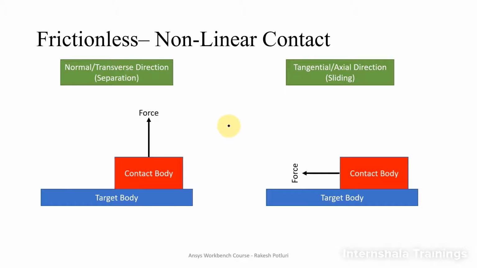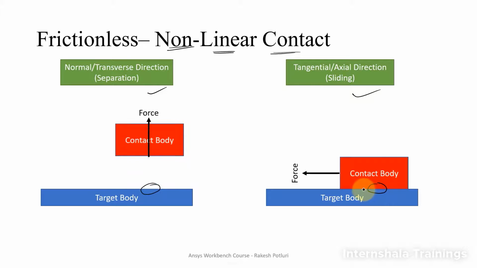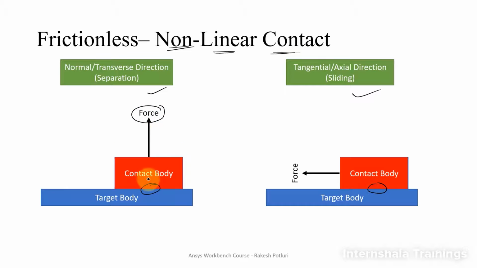Alright. The next type of contact we are going to see is the frictionless contact, and this is a non-linear contact. This is the first type of non-linear contact. And here also, as usual, we'll see the separation direction, we'll see the sliding characteristic, and we'll see how it behaves. So I will apply the frictionless contact between the contact body and the target body. Now what will happen? Even though you apply the frictionless contact and apply the force in the transverse or normal direction, what is happening? This contact is allowing the separation to occur. That means separation is allowed.